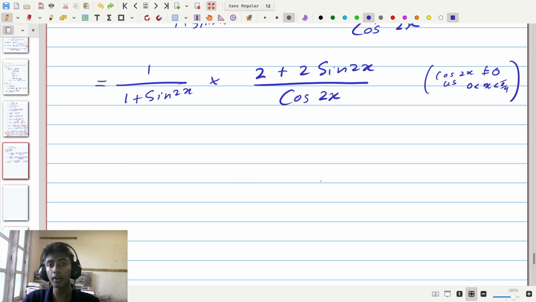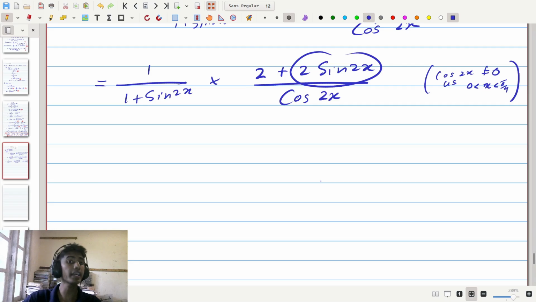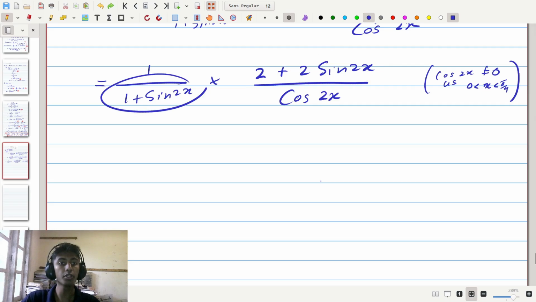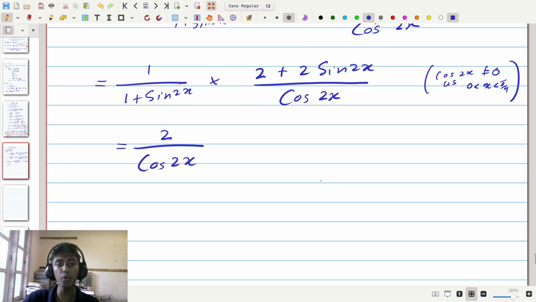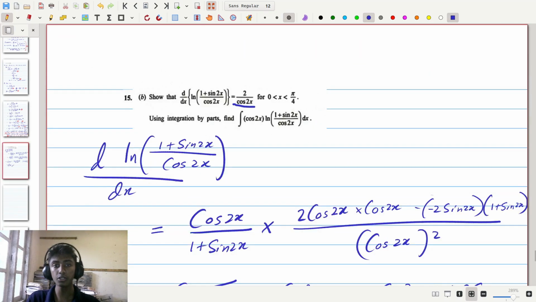Now, moving on, here we can see we have a 2 and we have a 2 times the sine of 2x. If we factor out that 2, we can see we have a 2 times 1 plus a sine of 2x. So we can see on the denominator here also we have a 1 plus the sine of 2x. If we cancel this for this, what we will be left with is a 2 on the numerator, meaning that if we cancel the 2 out, we're going to be left with a 2 divided by the cosine of 2x. And that is going to be our answer, and that is also the answer that we're expected to provide in the question. So then we've completed the first part of this question.